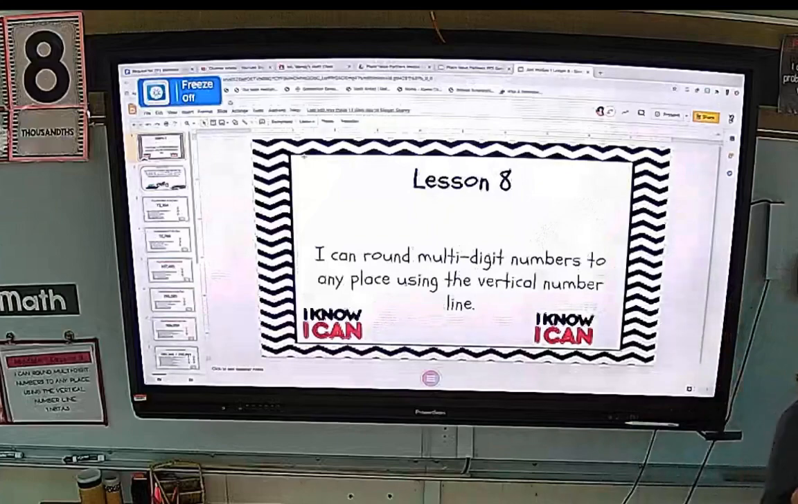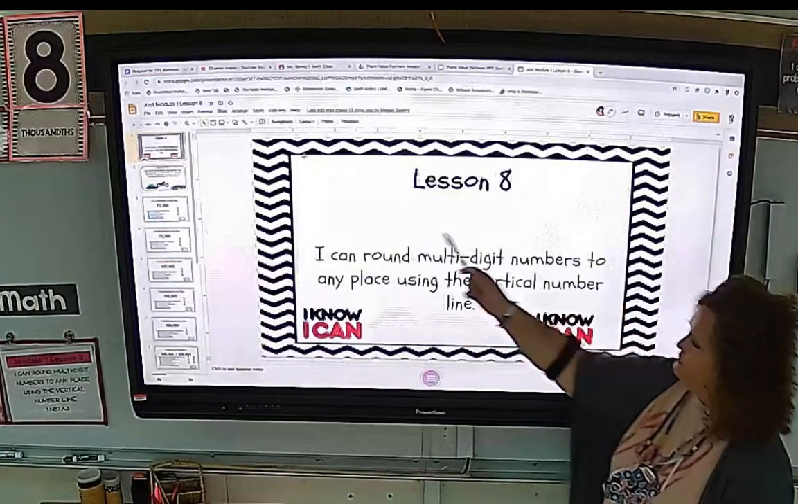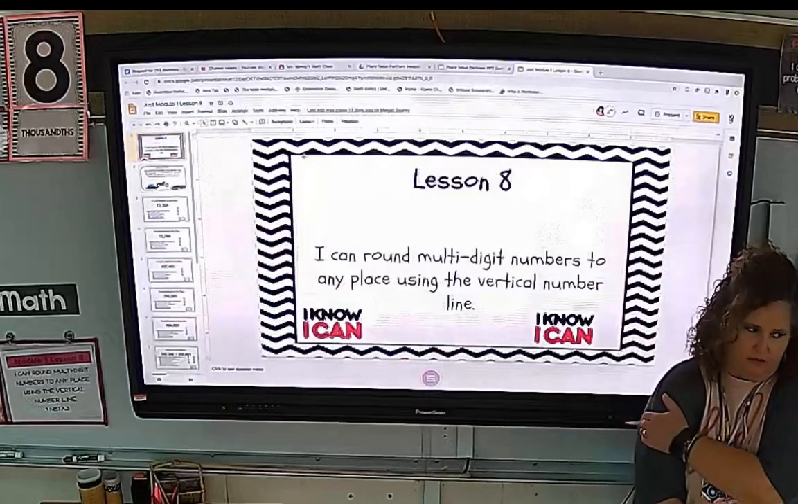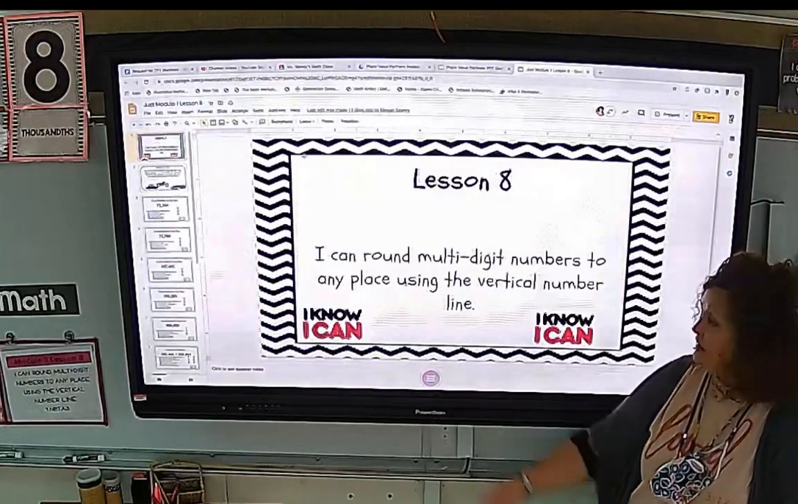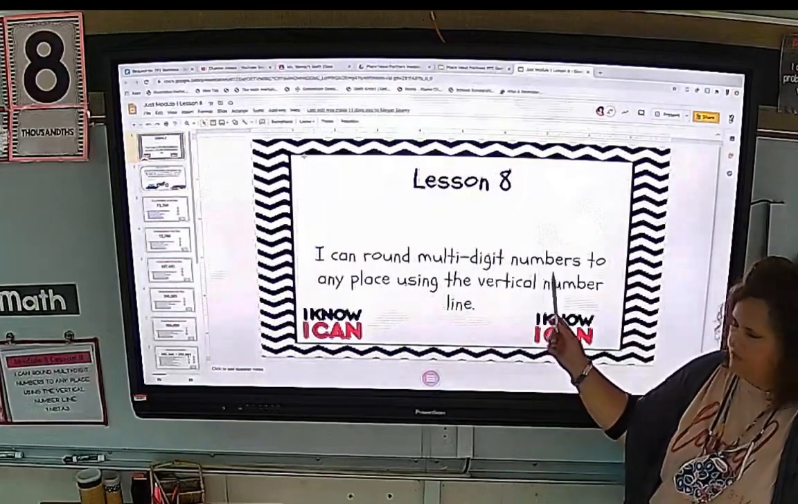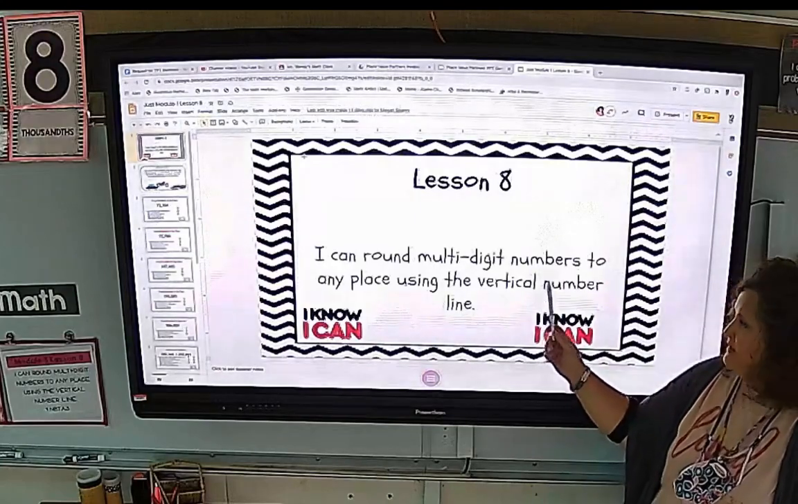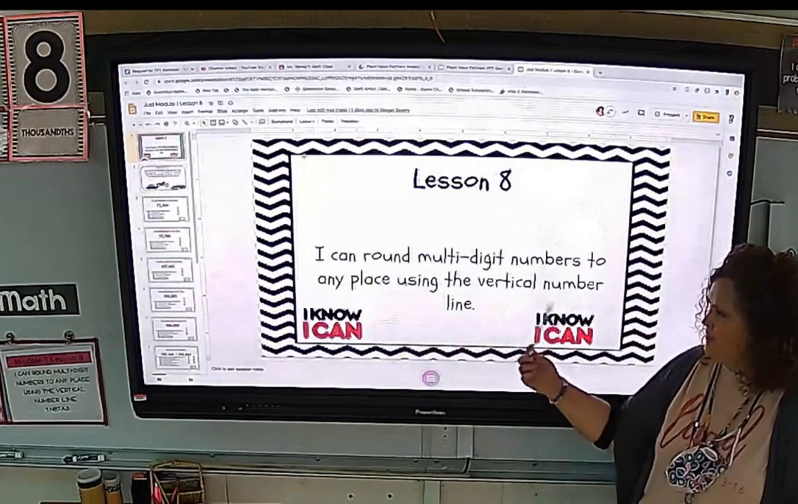We have made it to lesson 8, and it may look obvious right now what we're about to tackle, okay? And it also may look familiar from what we've done over the last few days. I can round multi-digit numbers, okay? We've been doing that for a few days now, to any place using the vertical number line.